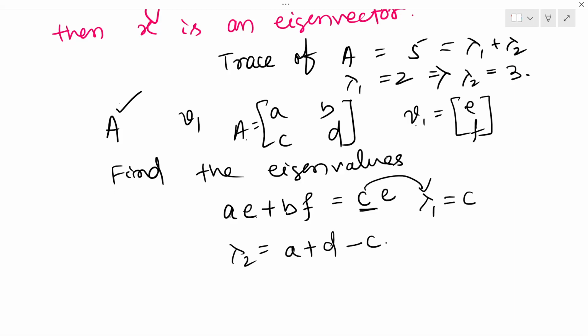Yes, ma'am. Is it useful? There is no need to write down and find each and every component. Suppose it is an n cross n matrix. No, please. Class. Online class.